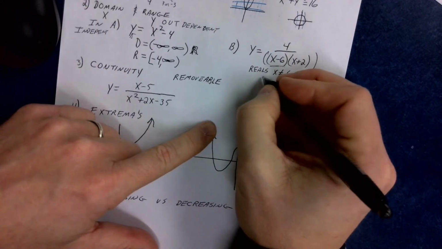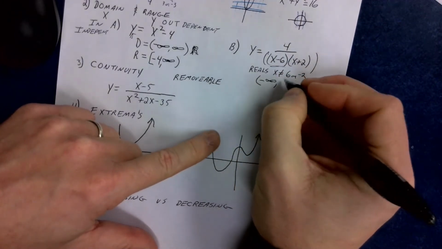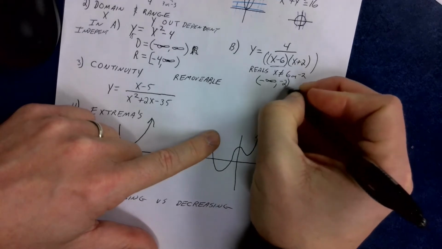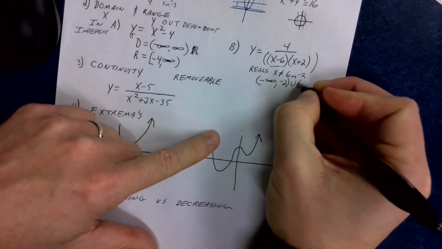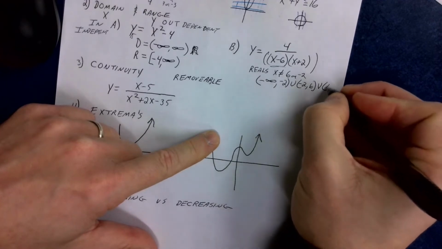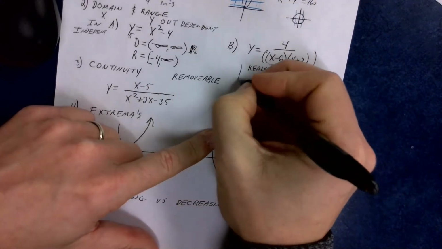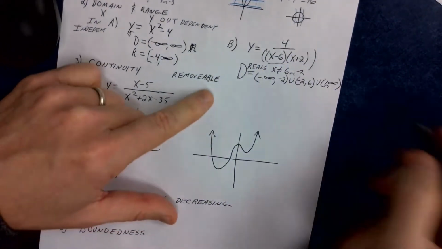So how would I write that if I was doing interval notation? So I know that it's -infinity to -2, union -2 to 6, union 6 to infinity. That's the domain. That's all of that.